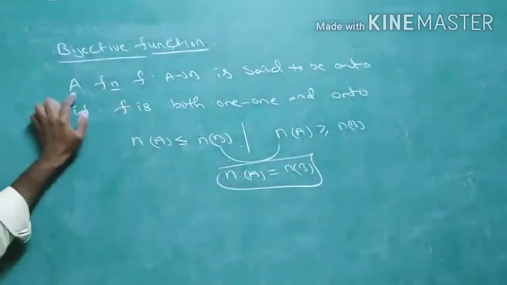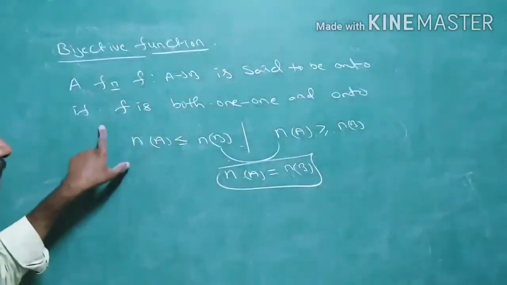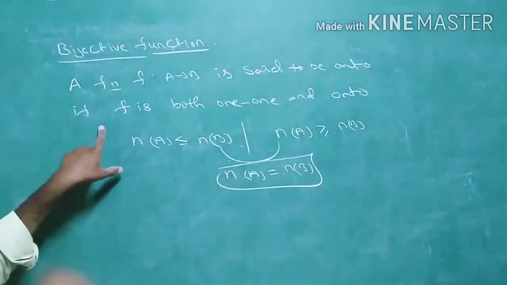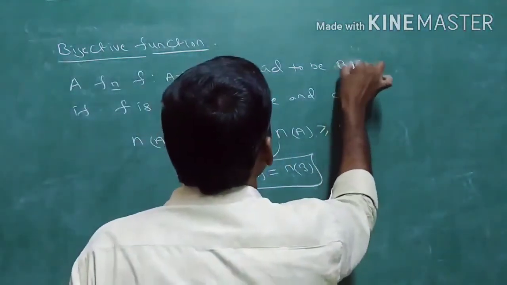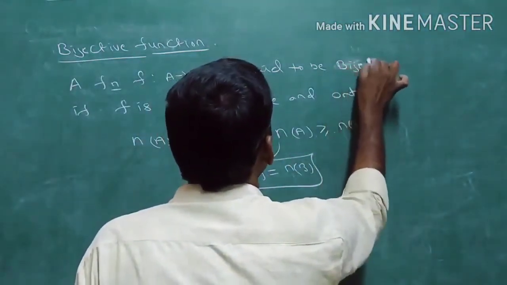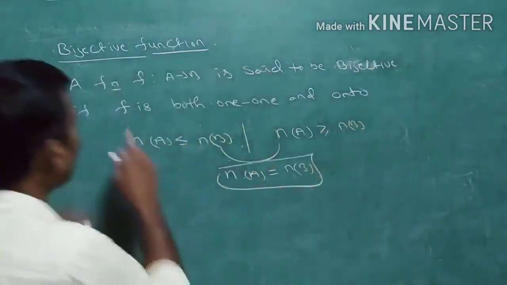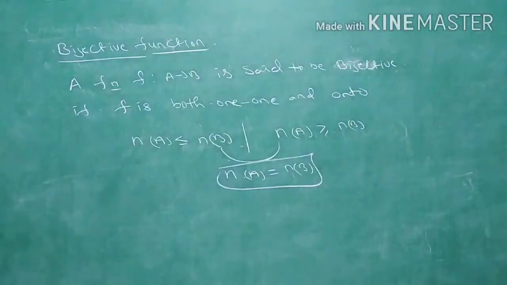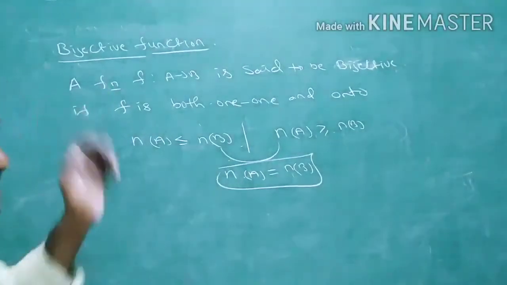Once again, I repeat the definition. A function f from A to B is said to be bijective if f is both one-one and onto. So that is a bijective function.